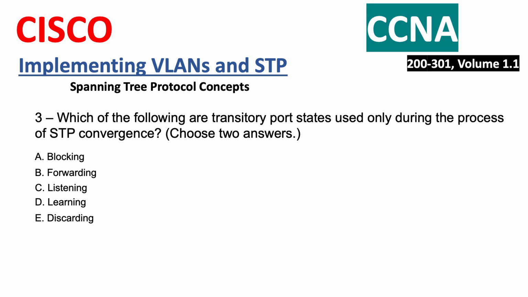Question 3. Which of the following are transitory port states used only during the process of STP convergence? Choose two answers. A. Blocking. B. Forwarding. C. Listening. D. Learning. E. Discarding.